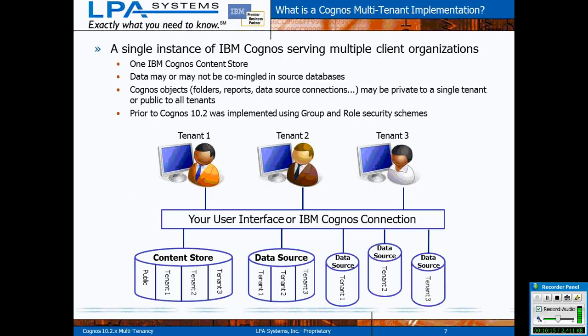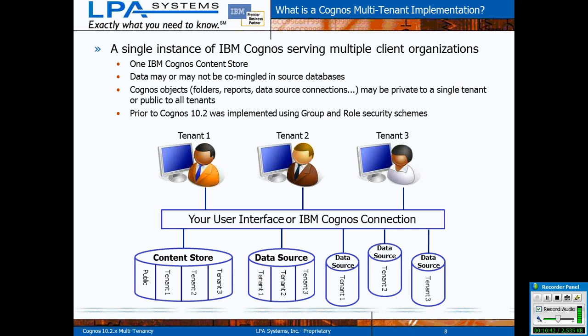So, first of all, what is a multi-tenant implementation in Cognos? Cognos has been able to do multi-tenancy for quite some time. In the Cognos 8 days and in the early 10 days, you would implement security to isolate objects from one of your tenants to another using group and role security on an object. What the multi-tenancy enhancement is a new property that's been added to all of the objects in the Cognos connection.